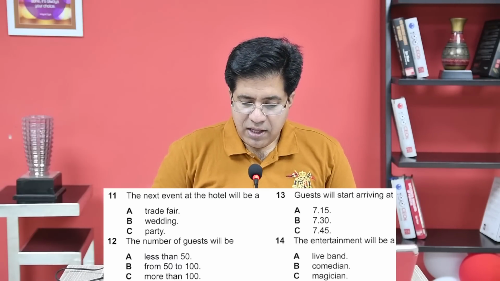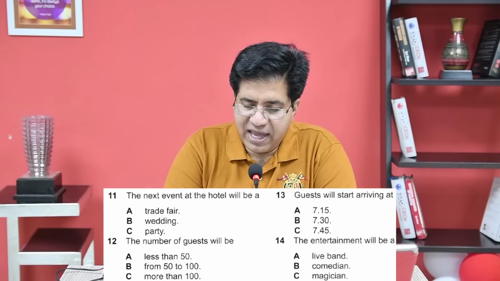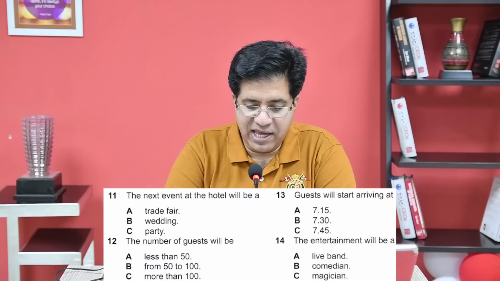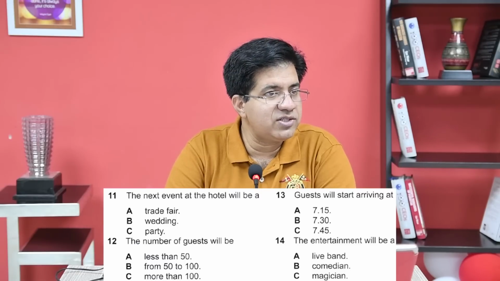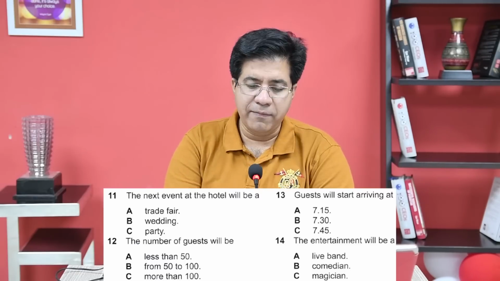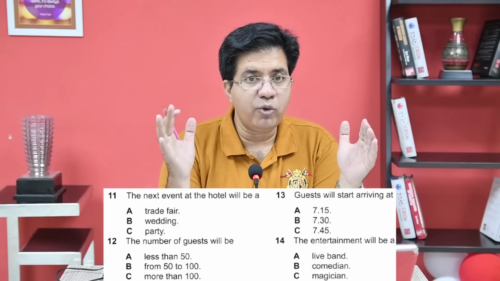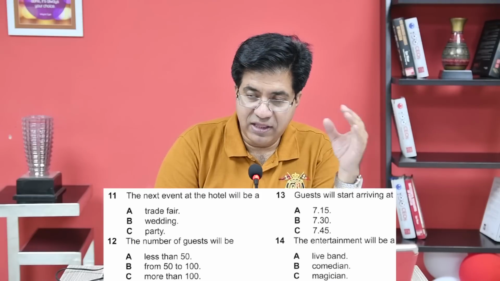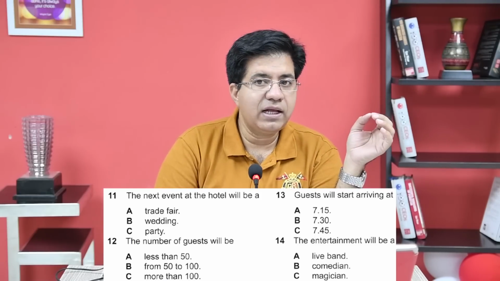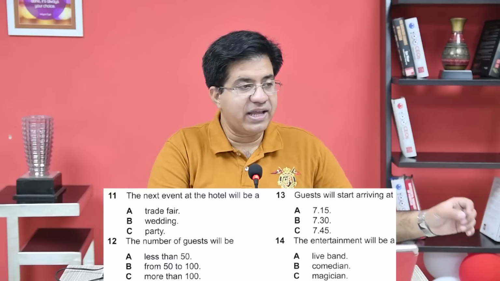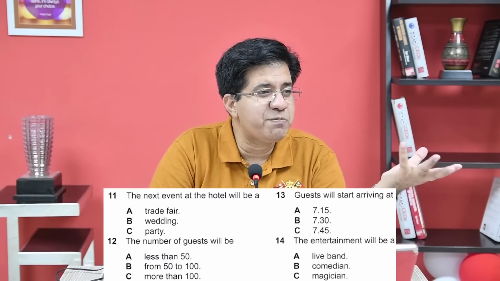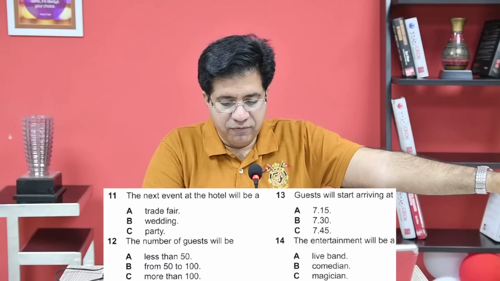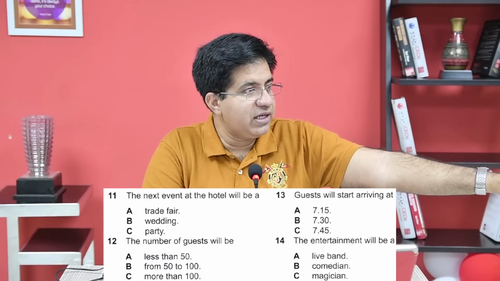Question number 13. Guests will start arriving at... Now, this is very confusing sometimes. Usually guests arrive at 7:15, but this time they're going to arrive earlier than that. By the time the guests are going to start coming, that will be your answer. There are three times, 7:15, 7:30 and 7:45. Clear? Okay, so let's see guests. For guests, they can use the words first people. First people are the guests, they start coming, right? First people will start arriving at 7:30 or whatever, right?